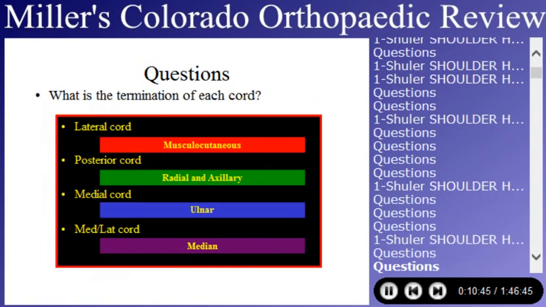Termination of each cord, key testable material. Lateral cord is musculocutaneous nerve, which then terminates as the lateral antebrachial cutaneous nerve. Posterior cord is radial and axillary. Medial cord is ulnar. Medial and lateral cord form the median nerve.